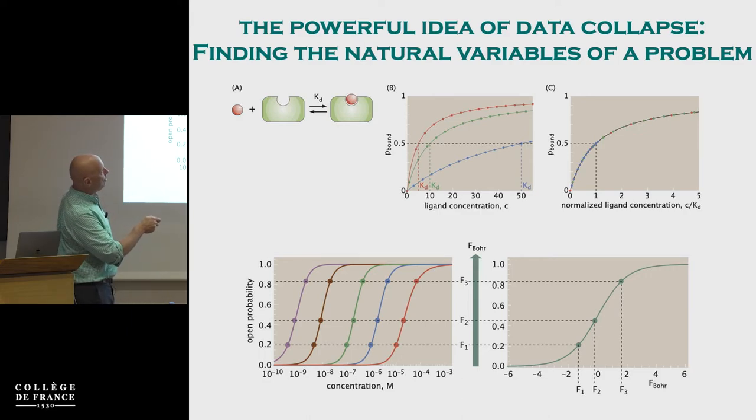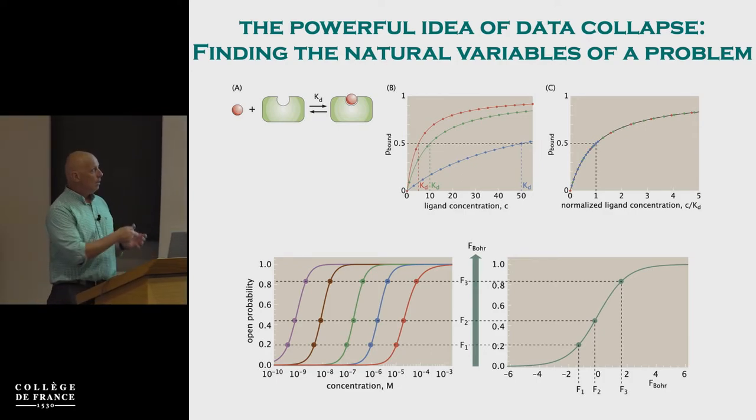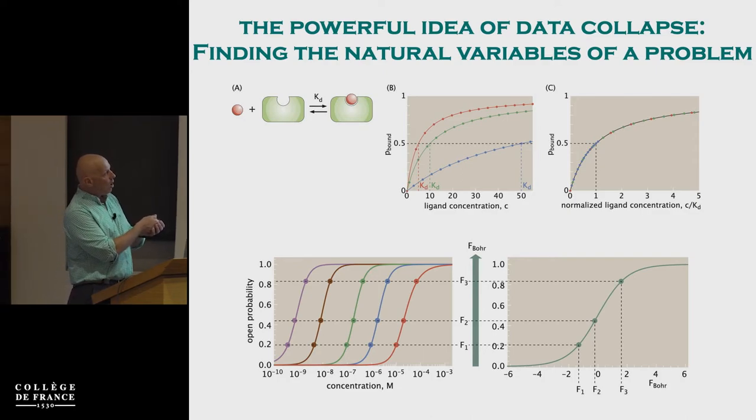And so the blue guy is much less sticky than the red guy. But what I'm showing you here is that this variable is not the natural variable. It's not the variable that the system cares about. What the system cares about is actually C normalized by the so-called dissociation constant. When you work in that language, all the data falls on one master curve. This is known as a data collapse.